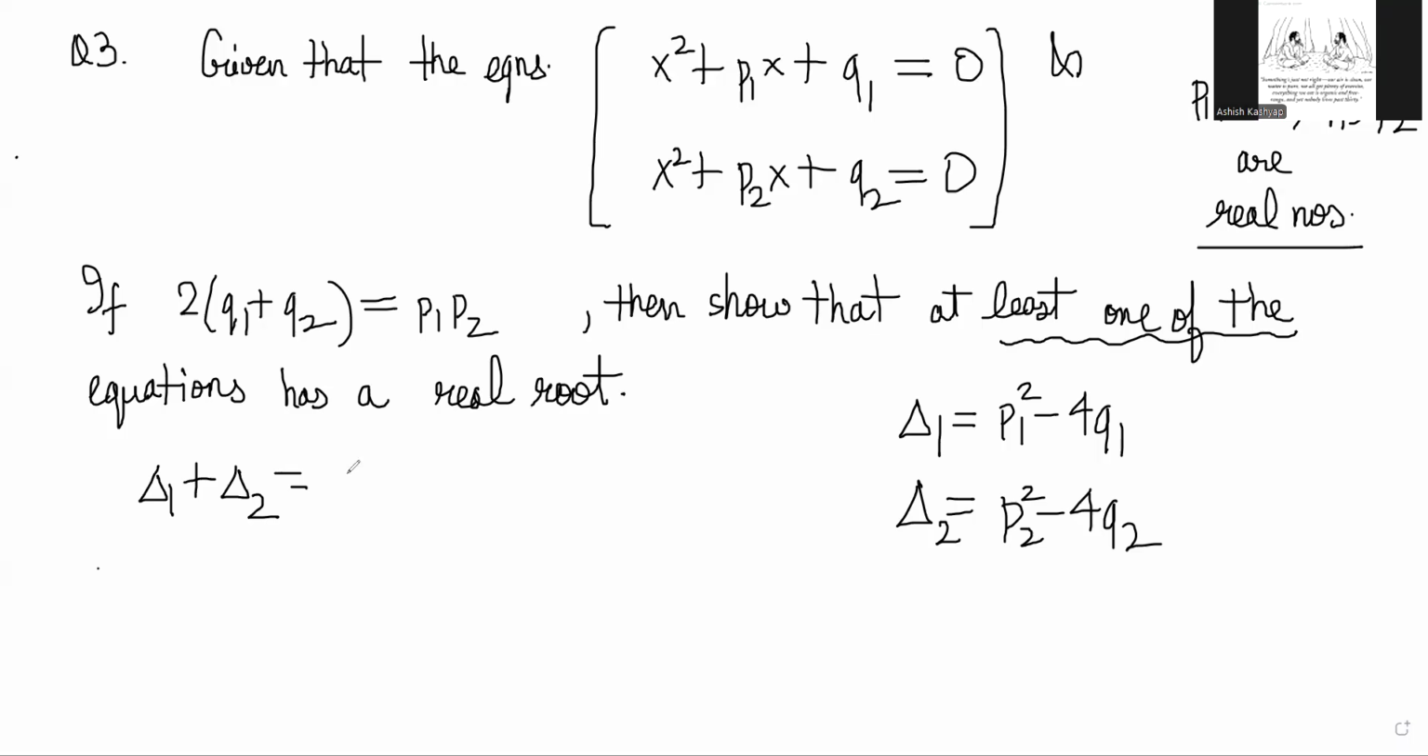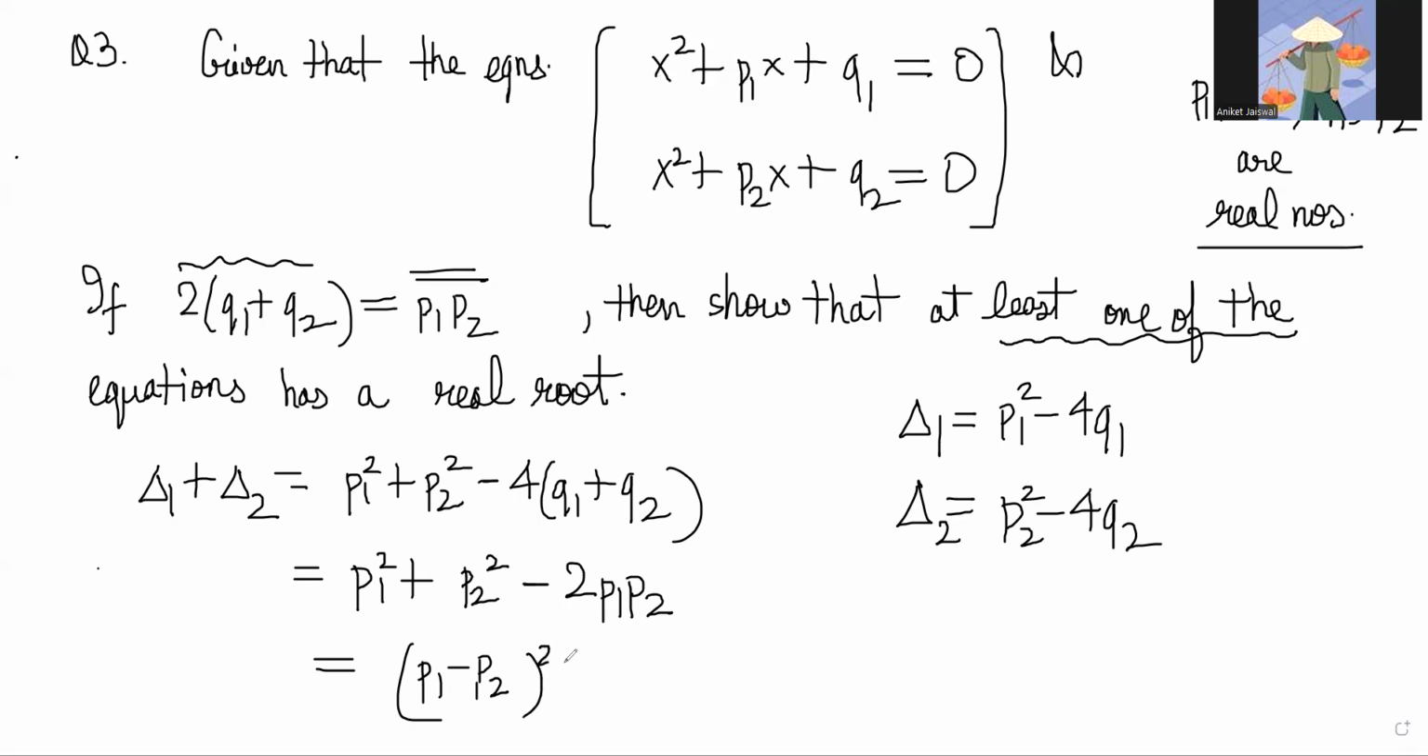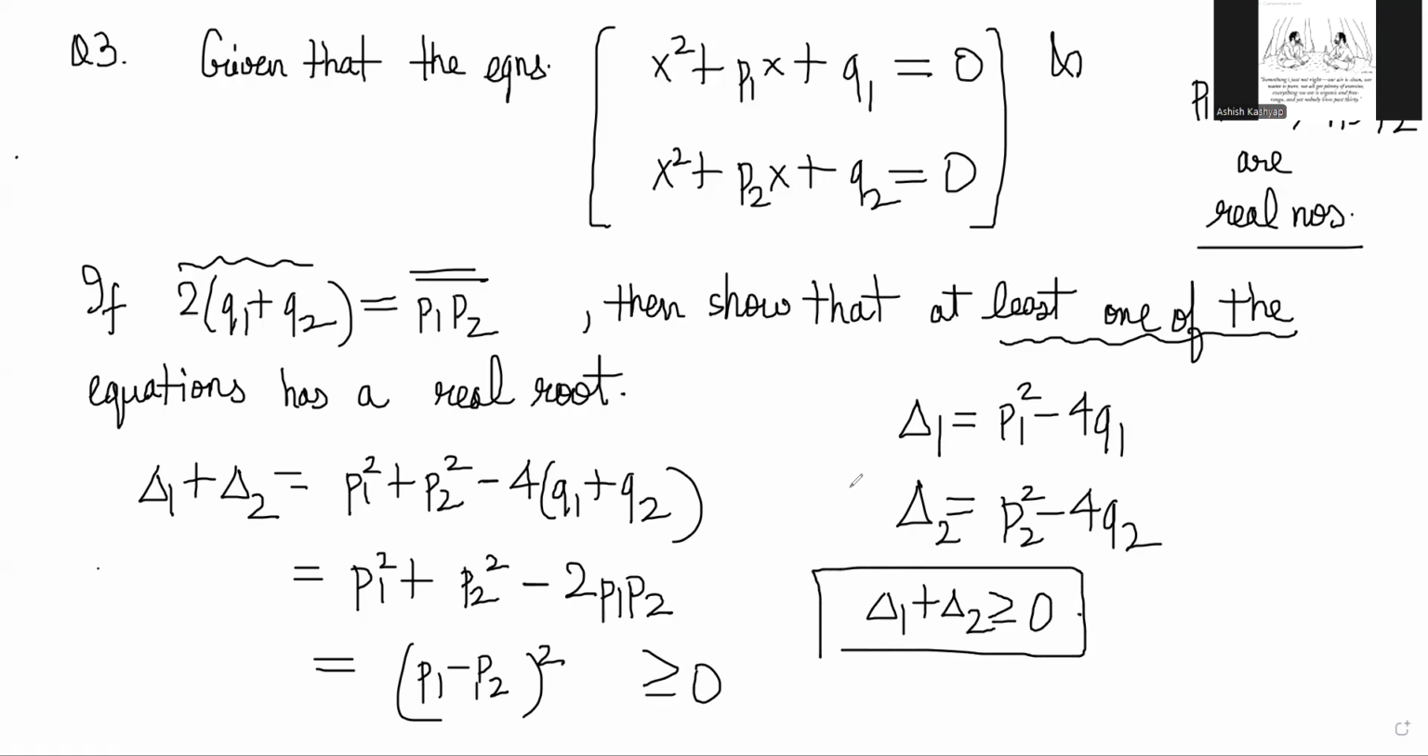If you add delta 1 plus delta 2, you get p1 square plus p2 square minus 4 times (q1 plus q2). But then you can say that this is equal to this. So therefore, p1 minus p2 whole square, which is greater than 0. Using the condition, we are getting that delta 1 plus delta 2 is greater than or equal to 0. Is it possible for both of them to be negative now?